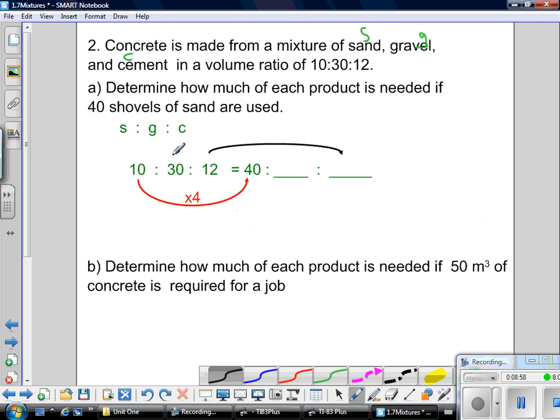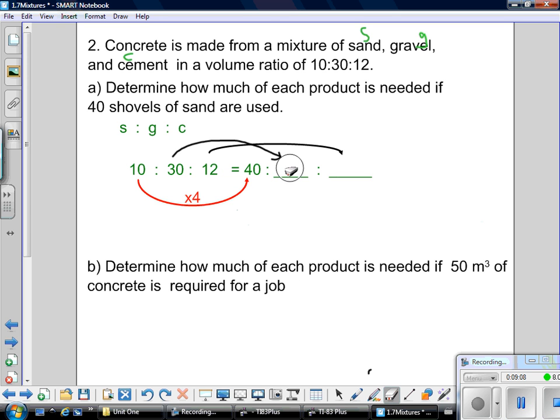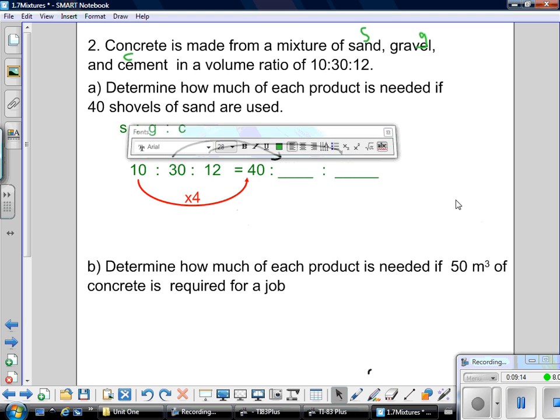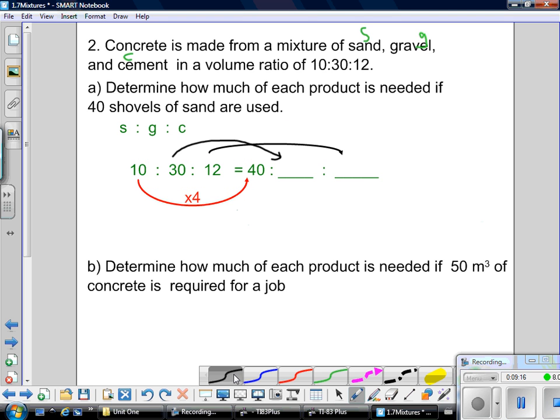So if I take the 30 and I multiply it by 4, I should get this answer. So 30 times 4 is going to be 120. Oops, that's not saved that way. It's saved a different way. Isn't that funny? Don't worry about it. It is 120, and I know that 12 times 4 is going to be 48.